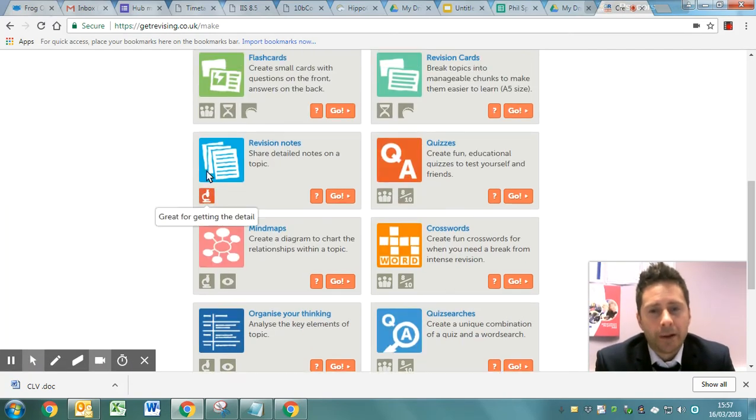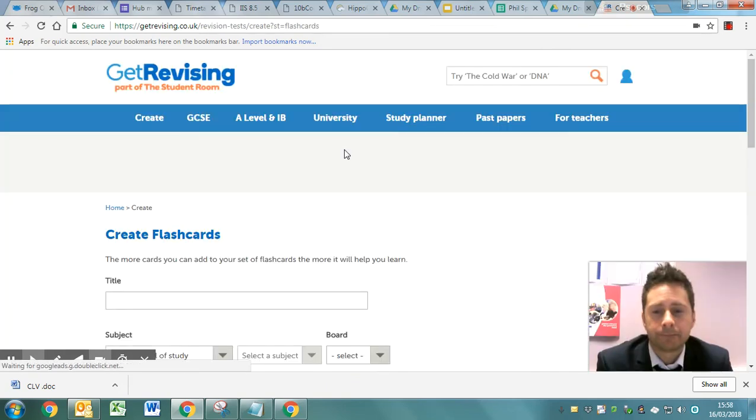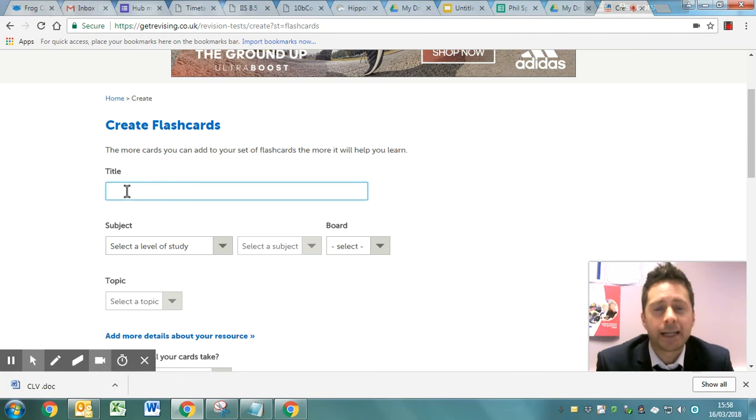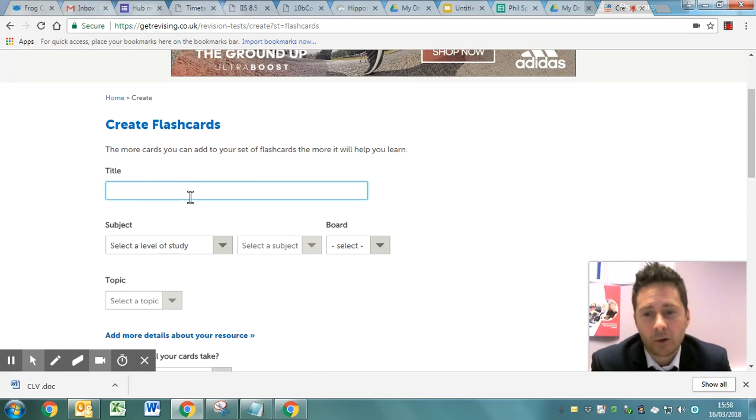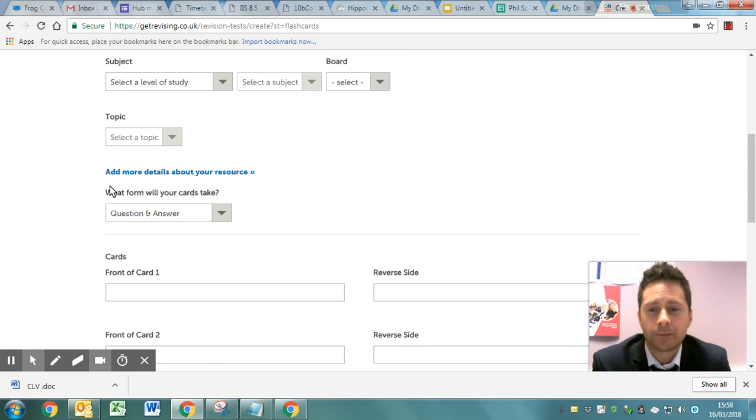you can also build a whole load of different things to help you revise. So flashcards is an obvious one. So we could go to flashcards here, and you would just put in the title of the set of flashcards that you're going to do. So let's just say, for example, it was the Cold War. Your title would be Cold War. You can pick the level of study and such like if you want to, and the topics.